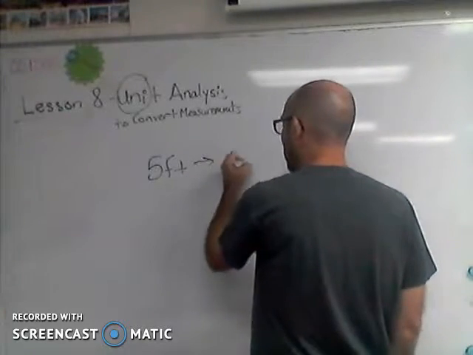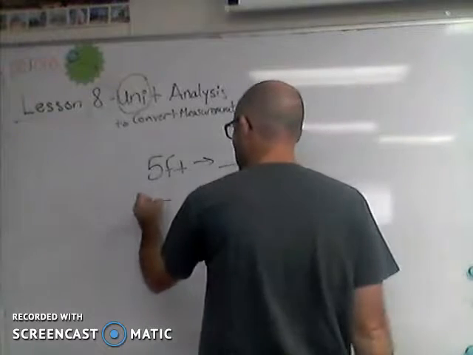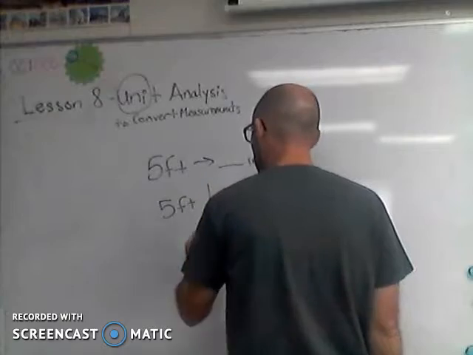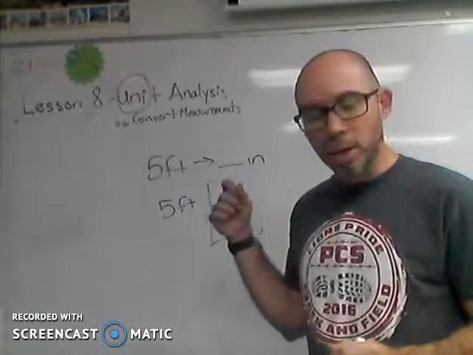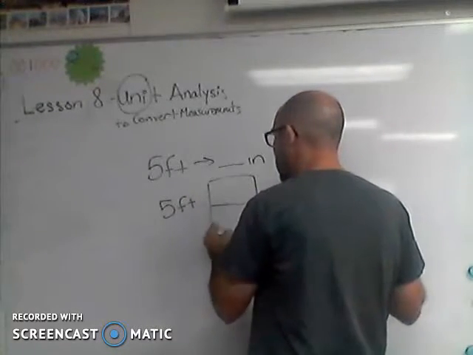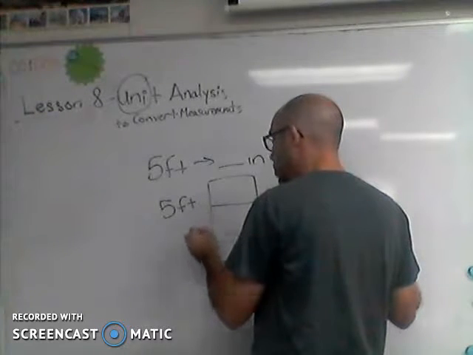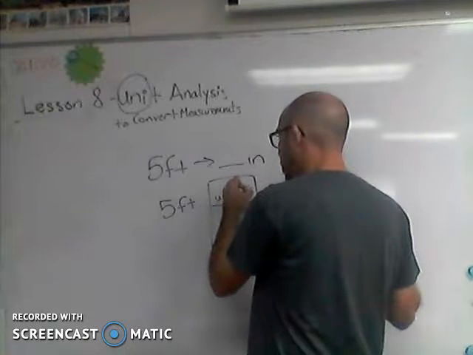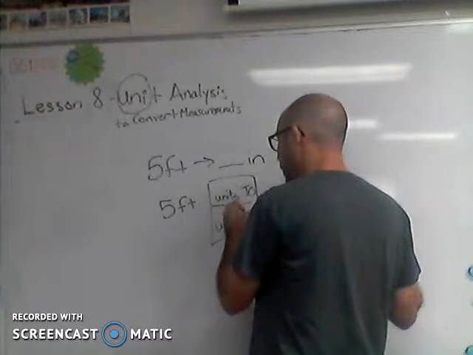I know this is real basic, but let's start with this. I would need to start over here with 5 feet, and then I need to multiply it by a unit or conversion factor, but it needs to be equal to 1. So we would have to figure out the units that we're going to, and the units that we're coming from.